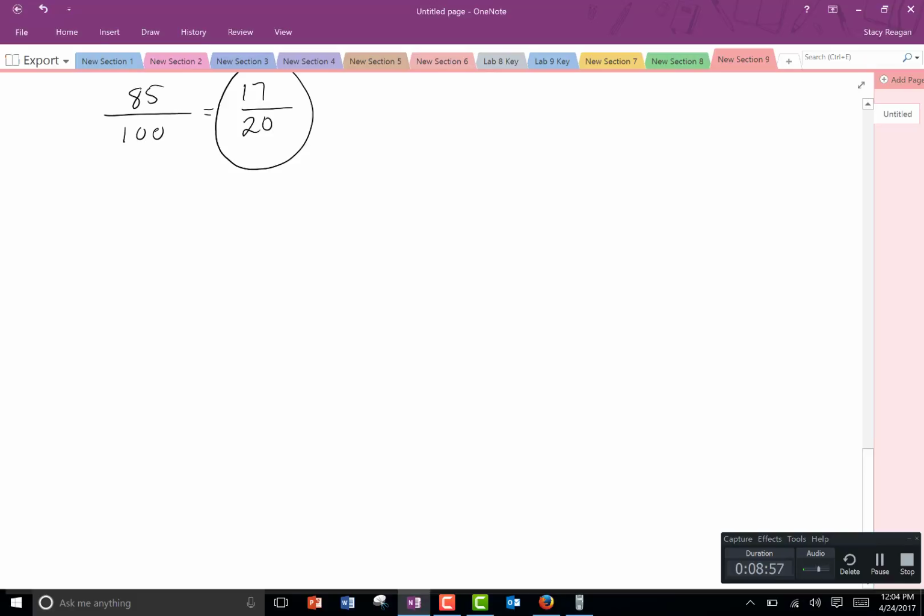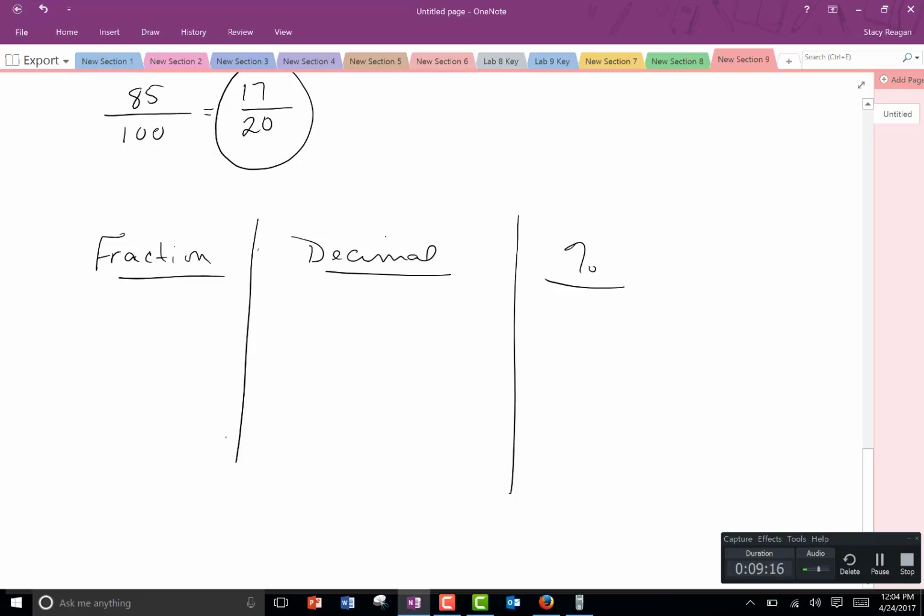You're going to be looking at charts, different kinds of charts, and it's going to ask you to do all these things at once. So it's going to give you a chart and it's going to have like fraction, decimal, and then it's going to have percent out beside it. And it's going to fill in part of the chart. So it may give you the decimal and ask you to give the percent and the fraction.